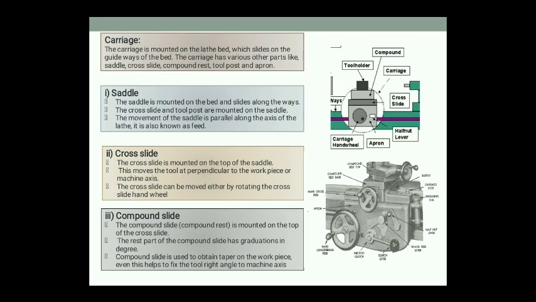Then comes what we call the compound rest or the compound slide. This is used to tilt the tool post to the desired level. Whenever we want to machine taper type workpieces, we have to set this compound rest to a certain angle. That is helpful in carrying out operations like taper.